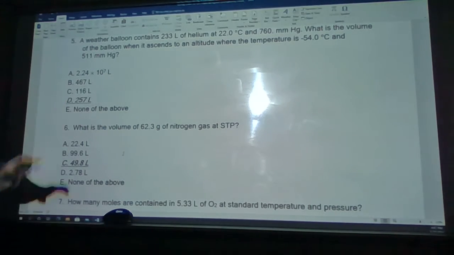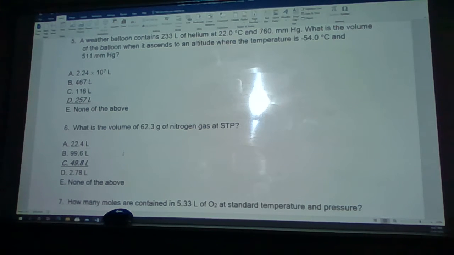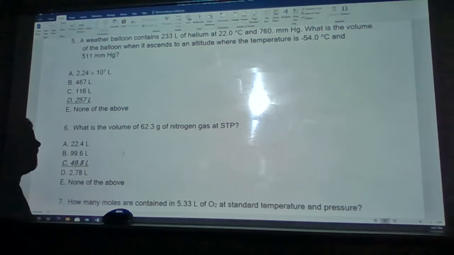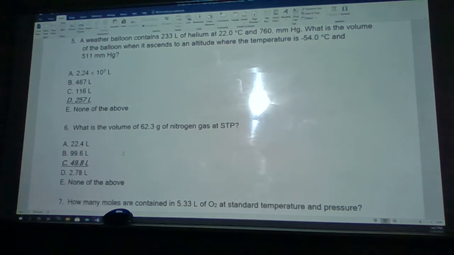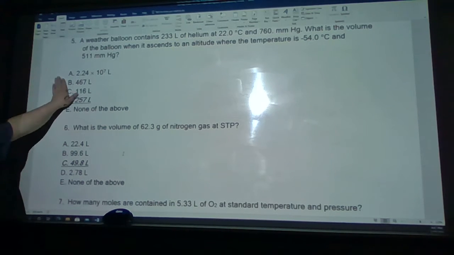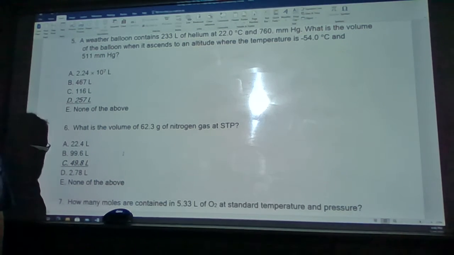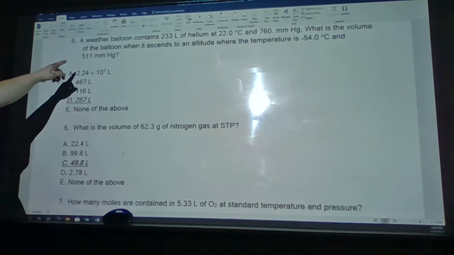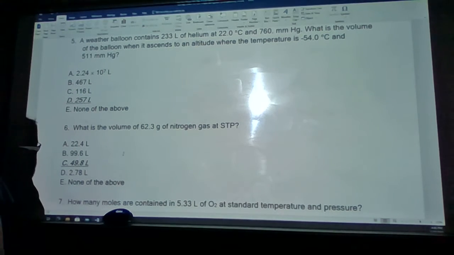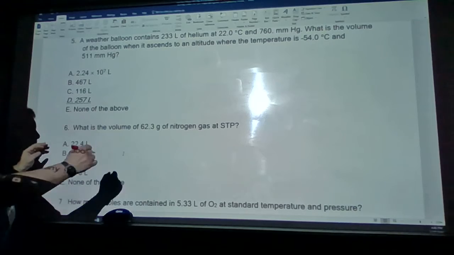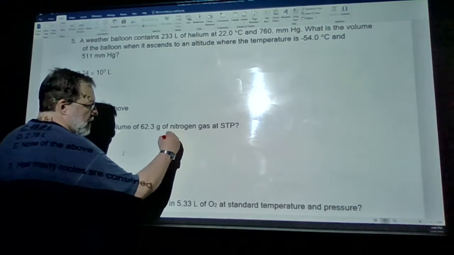Do we have moles? A weather balloon contains 233 liters of helium, 22 degrees, 760, volume, pressure, volume of the balloon. So we don't have moles there, so we can't use PV equals nRT. Second gas law, Dalton's law. Do we have information about just pressure alone? No. It asks what's the volume of the balloon, so we don't use Dalton's. The only thing left is the combined law.